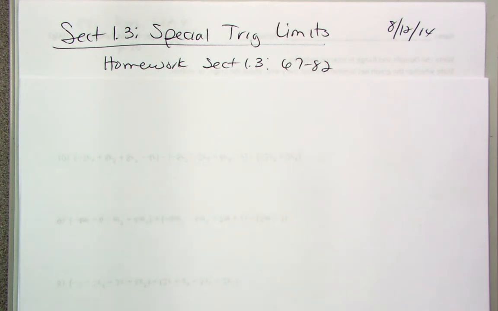Again, what we did 2 days ago is we found limits by using properties, which allowed us to use direct substitution. And then yesterday, we found out that sometimes we cannot find the limit through direct substitution, and so we learned 3 special algebraic properties or techniques that allowed us to be able to find the limit. Now these are going to be your special trig limits.